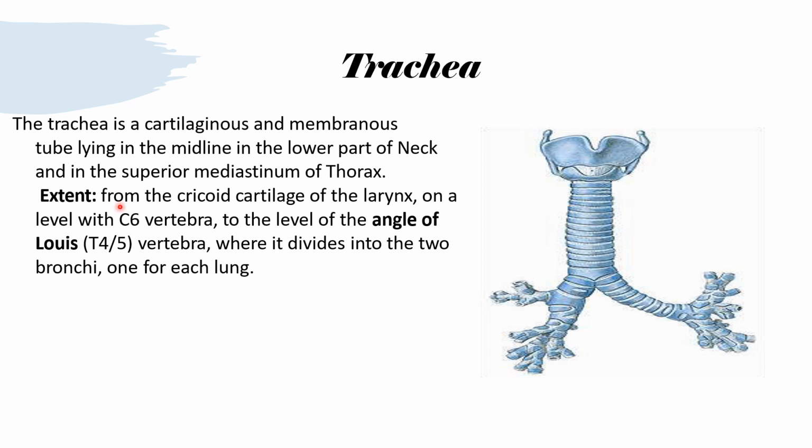Extent: it extends from the cricoid cartilage of the larynx, on a level with C6 vertebra, up to the level of the angle of Lewis, that is the sternal angle, or you can say that it extends up to T4 or T5 vertebra, where it divides into two bronchi, one for each lung.